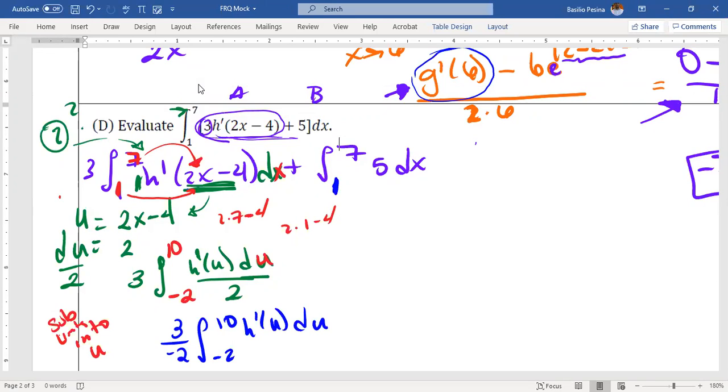Any questions on that, guys? So all I did is just make sure everything's in terms of u. This right here is a property that we can use, guys. If you want to leave everything in terms of u, you just have to make the limits go inside u as well.